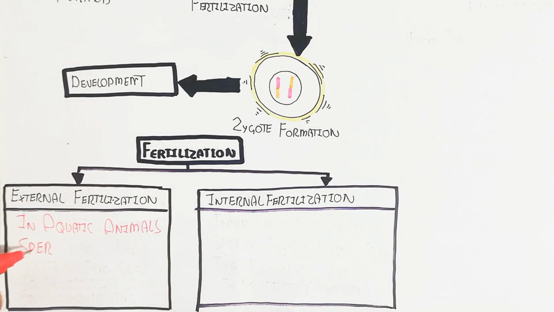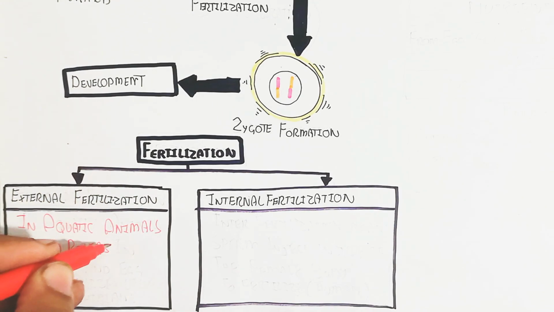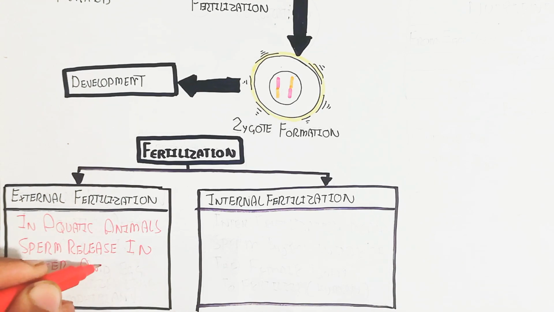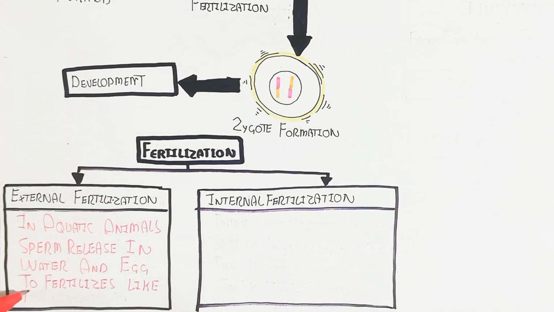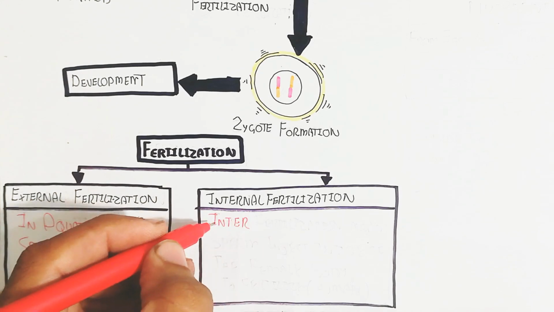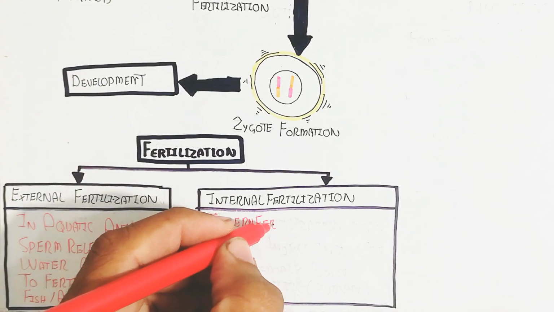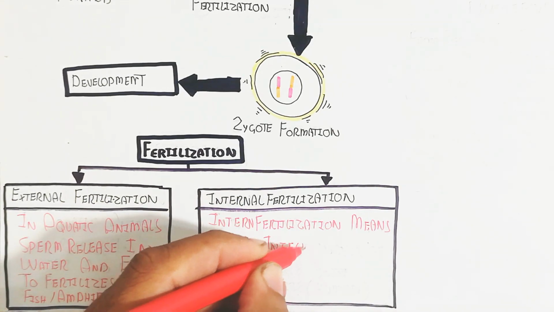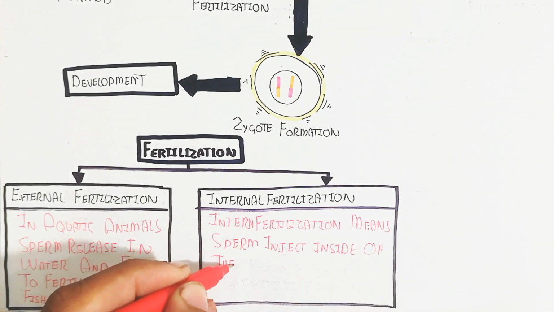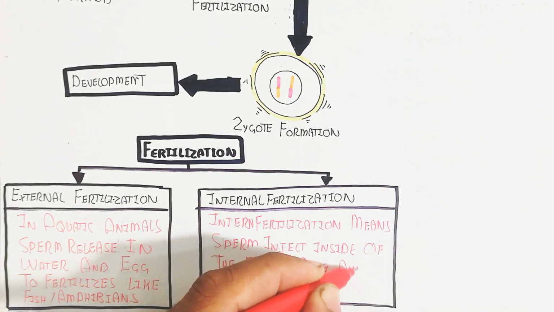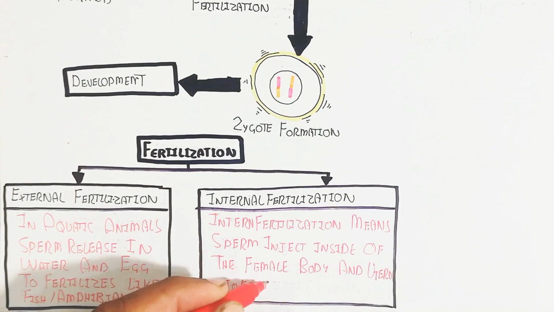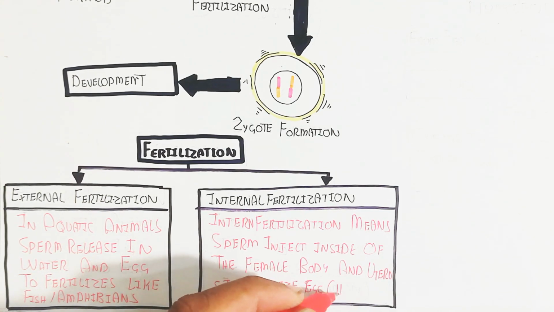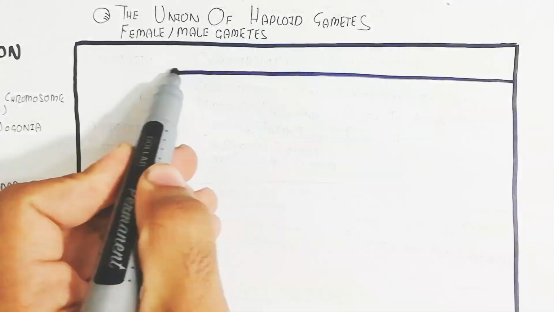In aquatic animals, sperm are released in water and fertilize the egg, like fish and amphibians such as frogs. Water is also a requirement in plants, like the bryophytes. Internal fertilization means sperm are injected or ejaculated inside the female body, into the uterus or fallopian tube, and fertilize the egg to form a zygote. The best example is human or mammal.